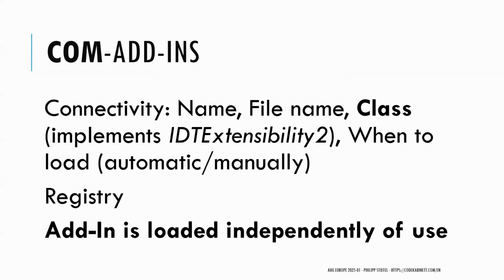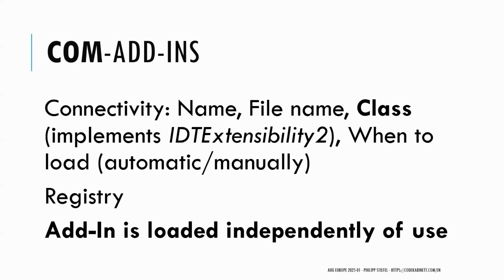If we compare this to COM add-ins, the connectivity is similar but different in an important regard. It also must have a name and a file name, but the important bit is it needs to have a class. And this class needs to implement the COM interface IDTExtensibility2. This is the core connectivity between the host application and the COM add-in.